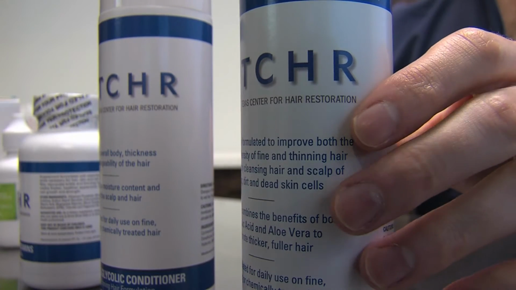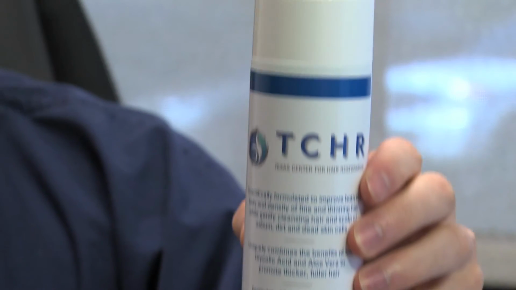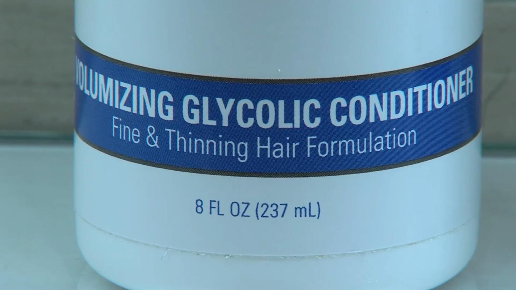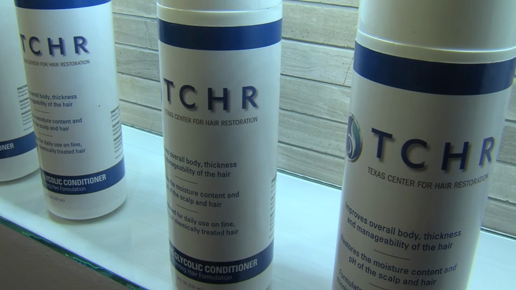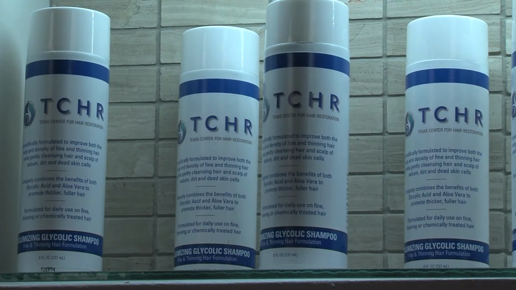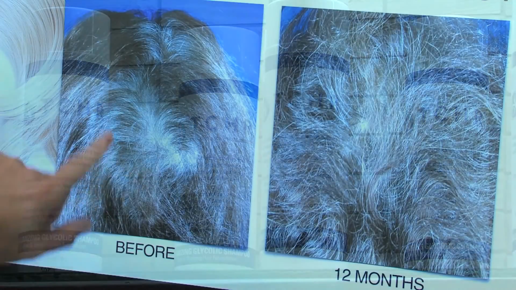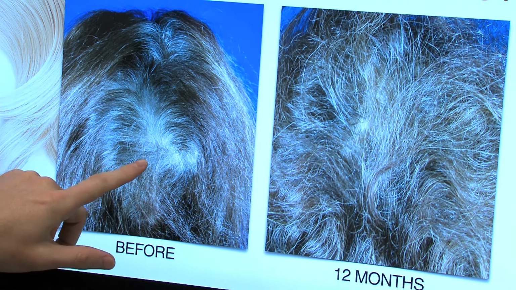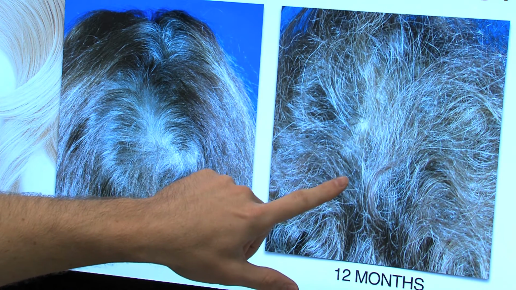So the formulation that I've created with a board-certified dermatologist is a low pH glycolic acid formula. So glycolic acid is a tried and true ingredient that is used in skin cleansers every day. We know that it has excellent exfoliating capacity. The pH levels on our body is no different than the skin on our face, which is no different than the skin on our scalp. It needs to be between 4.5 and 5.5.